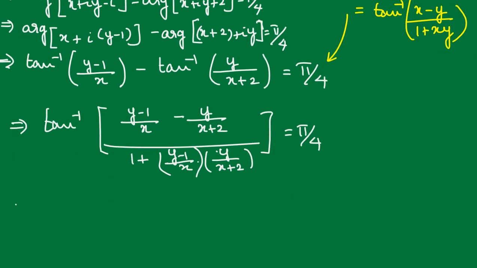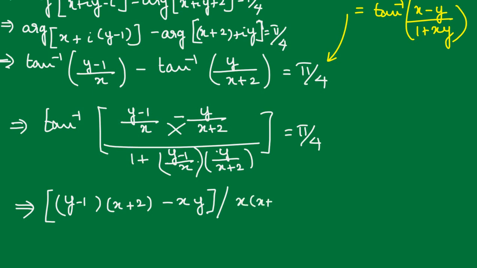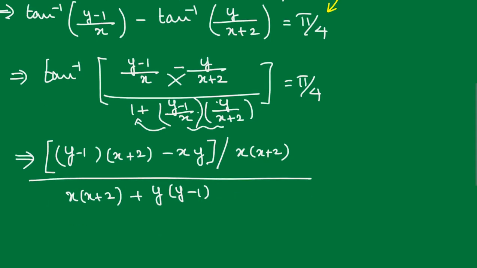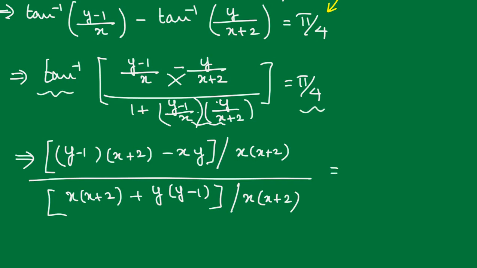Now, taking tan on both the sides, we cross multiply the bracket term. It can be written as y minus 1 into x plus 2 minus xy, whole divided by the denominator, that is x into x plus 2, whole divided by, taking this term for the LCM, we get x into x plus 2 plus y into y minus 1, whole divided by this denominator, that is nothing but x into x plus 2, which is equal to, taking tan inverse to the right side, it becomes tan pi by 4.